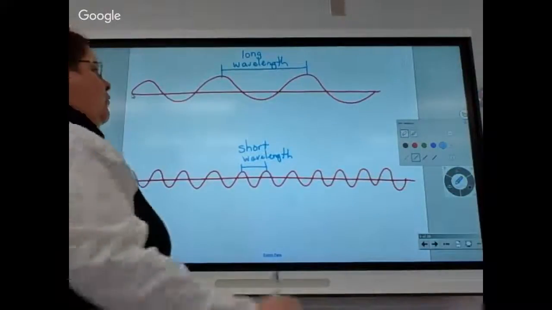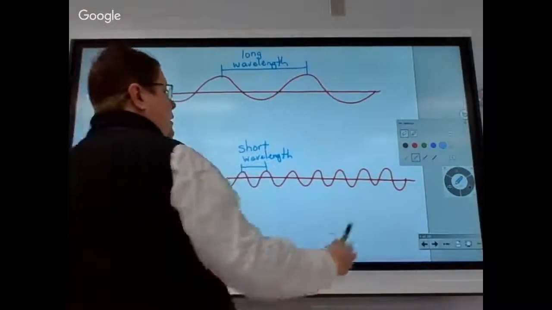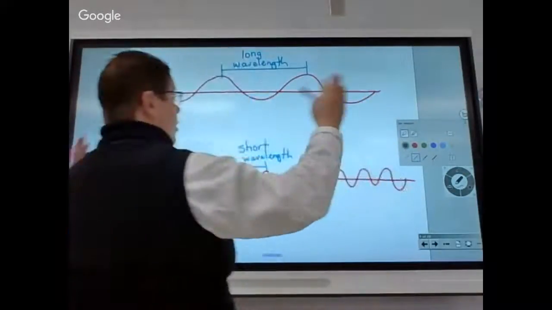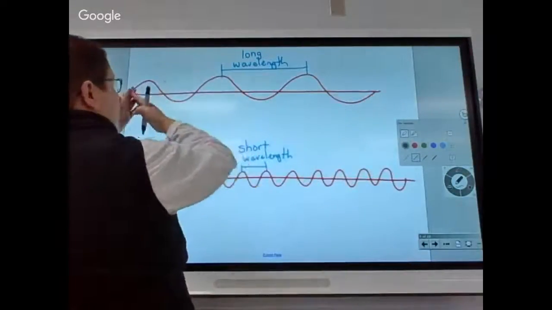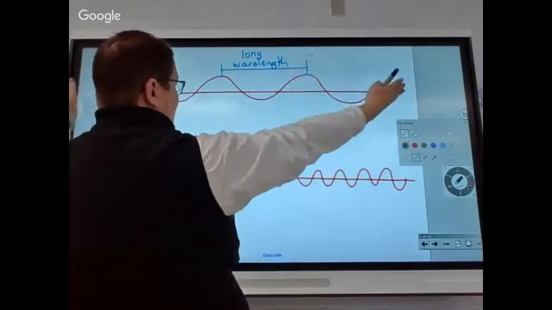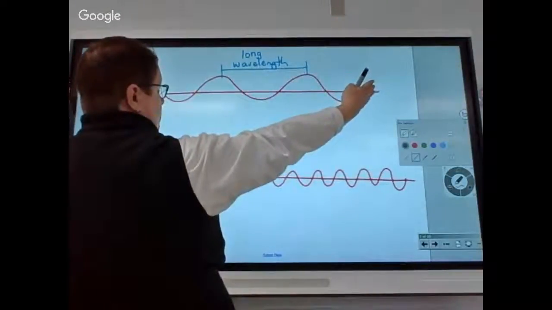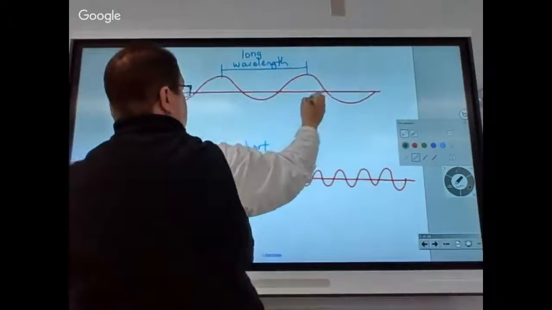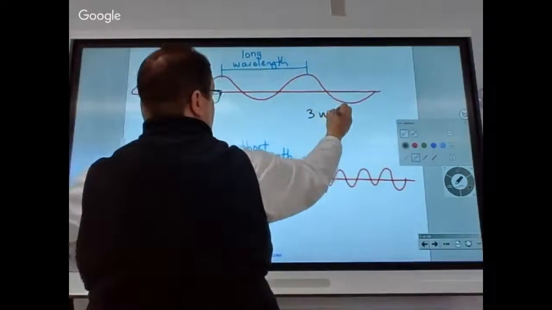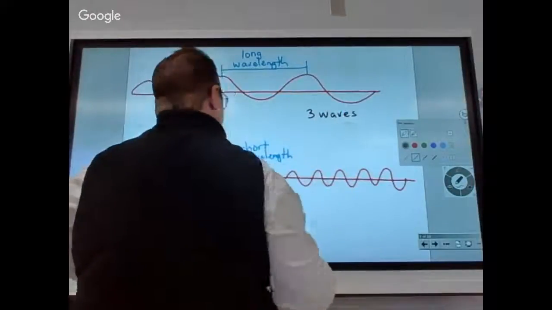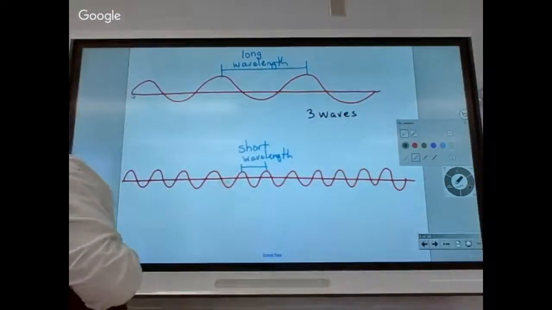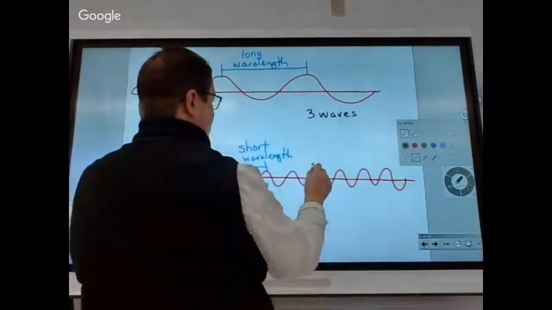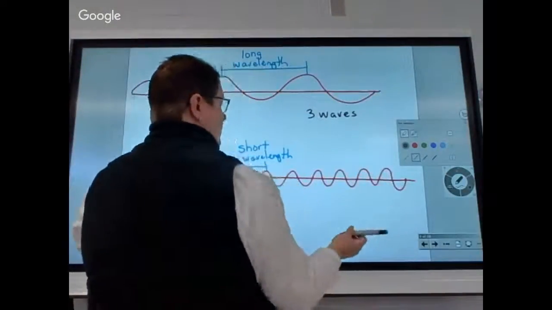Okay. So if we look at the relationship, now let's talk frequency. I'm not even going to worry about putting a time in. Basically, how many waves do I have in this top one? Yeah, 3. 1, 2, 3. So I only have 3 waves up here. How many waves do I have down here? A lot. 1, 2, 3, 4, 5, 6, 7, 8, 9, 10, 11.